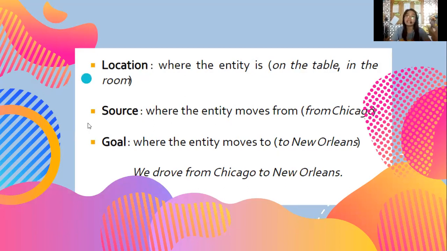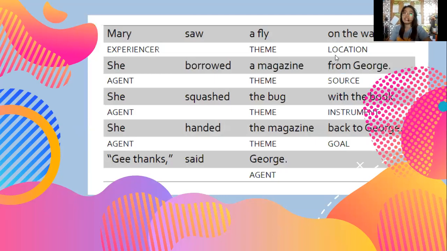So that is the idea of semantics. Semantic features. Let's have this one. In the example, Mary saw a fly on the wall, the experiencer, the one who saw, is Mary. The theme there is the fly, and the location is on the wall. As well as these sentences: she is the agent, squashed the bug is the theme, and with the book is the instrument that is being used. Next, she, the agent, handed the magazine, the theme, back to George as the goal.